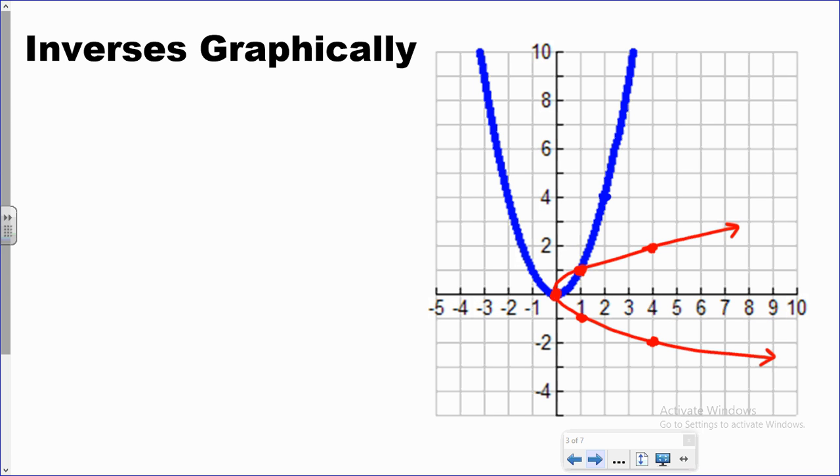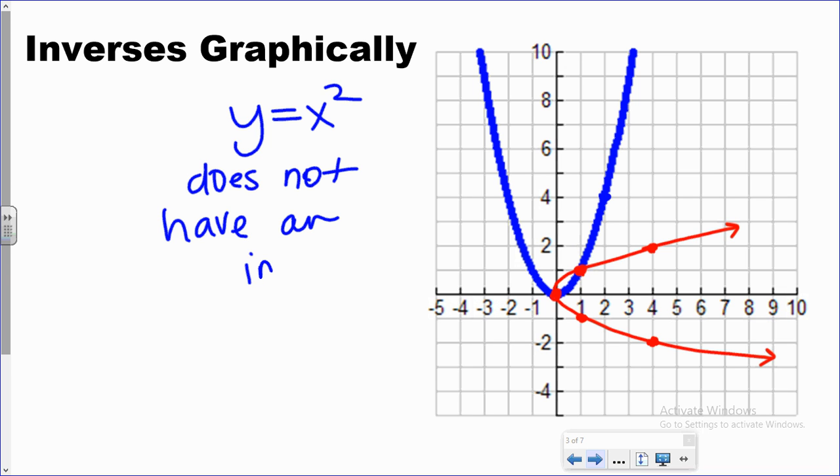Basically, to draw that, you're saying we would have to draw it with 2 different functions, right? What if we look at the red graph as a whole, like one equation? What would be true about that one equation? It is not a function, okay? And we're all about functions right now. So technically, y equals x squared does not have an inverse, because when we draw the inverse, it's not a function.